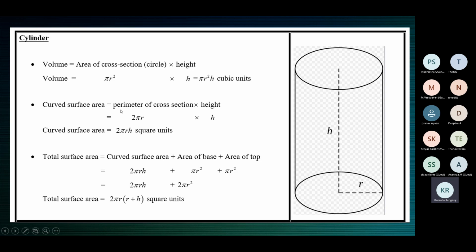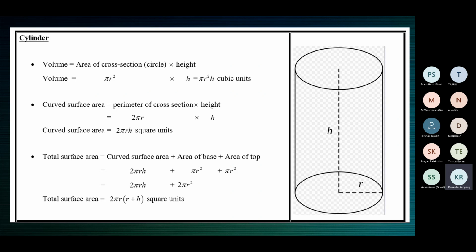Curved surface area, as we defined earlier, is the perimeter of the uniform cross section into height. Now the cross section is a circle and the circumference of a circle is 2 pi r, into height h. So 2 pi r h. Curved surface area of a right circular cylinder is given by the expression 2 pi r h square units. Area, so square units. Only the area of the curved portion.